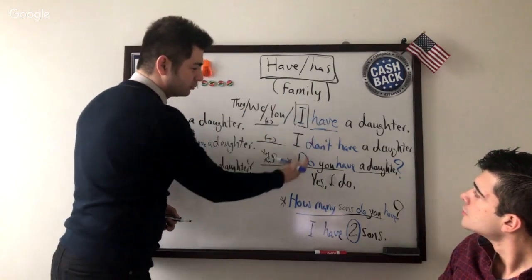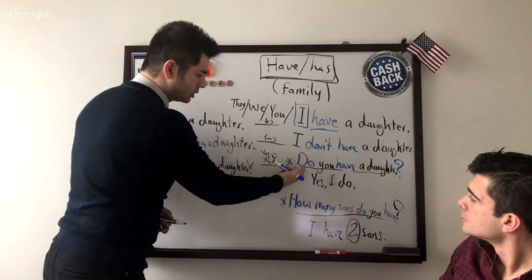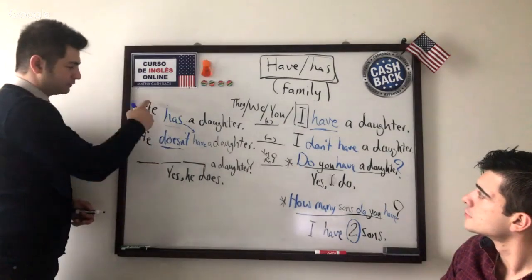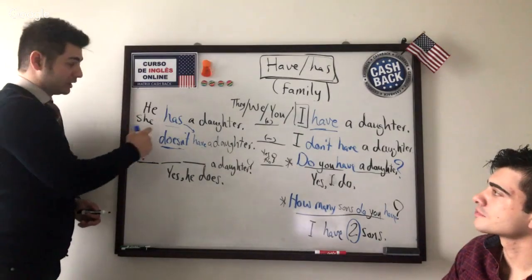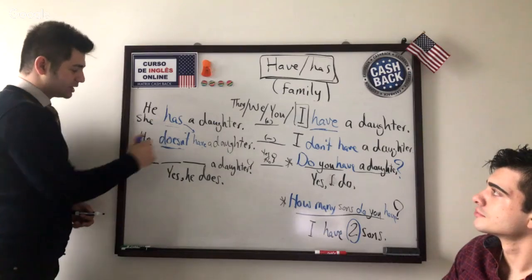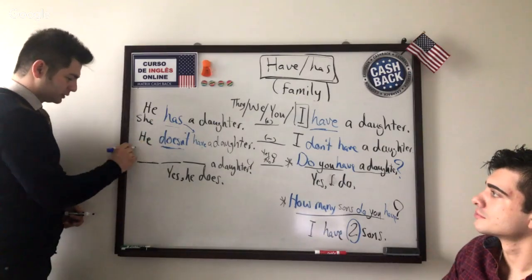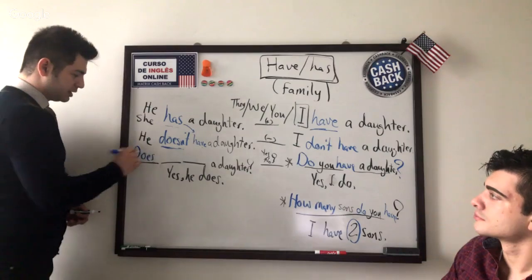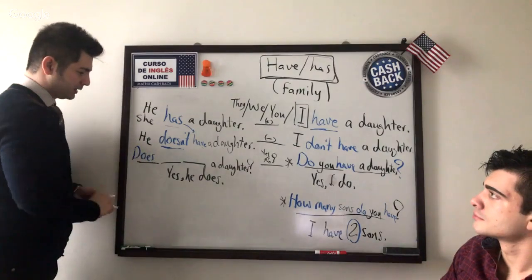So the question is, as you can see, we have these subjects and we have the verb have. We use the auxiliary verb do. One of these as the subject and we have the verb has, we use the auxiliary verb does. Does he?